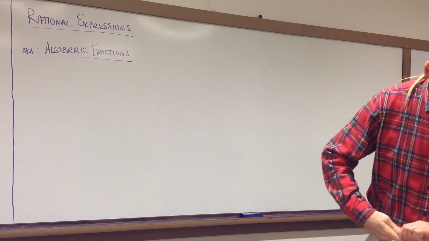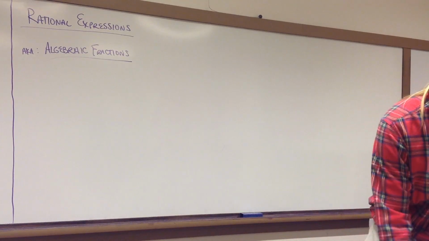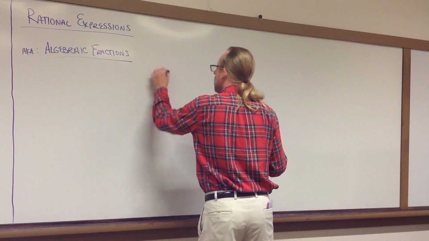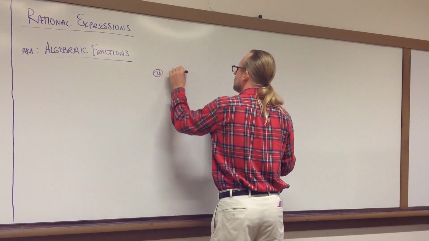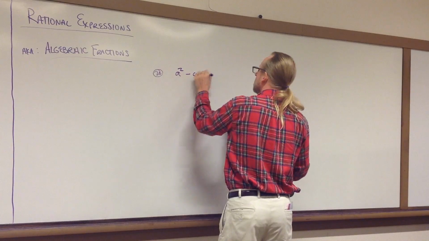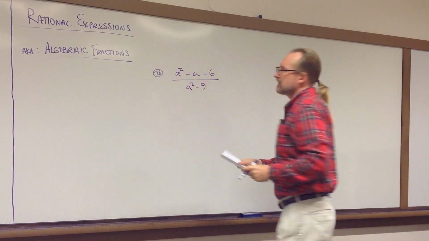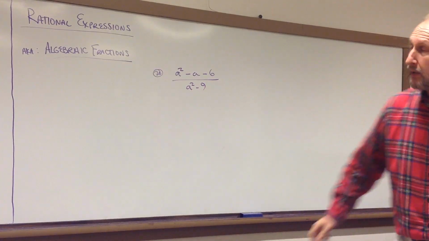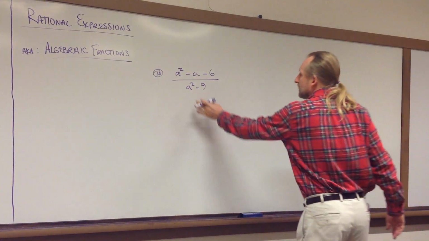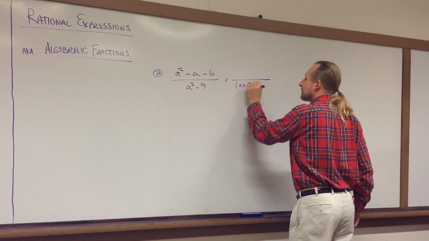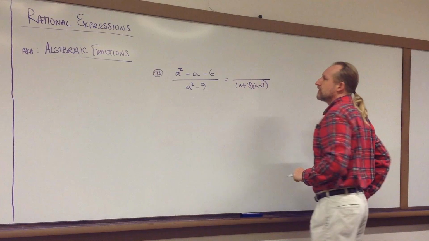Problem 20. We've got a squared minus a minus 6 on top and a squared minus 9 on the bottom. Okay. The denominator, this is a difference of squares. It factors as a plus 3 times a minus 3.